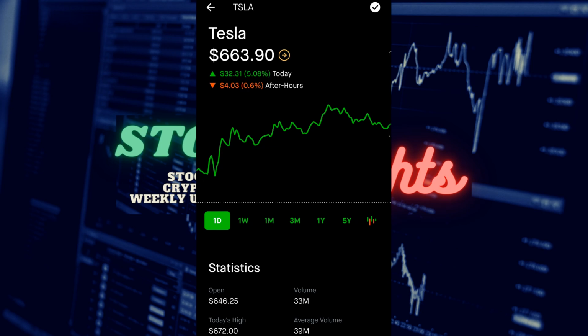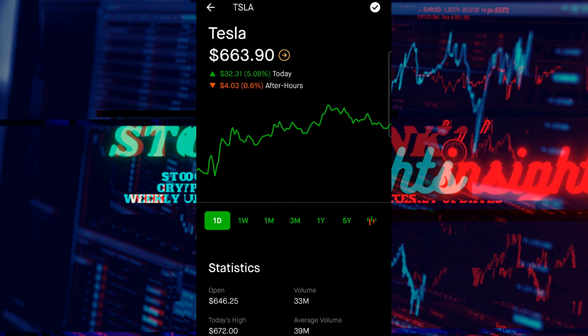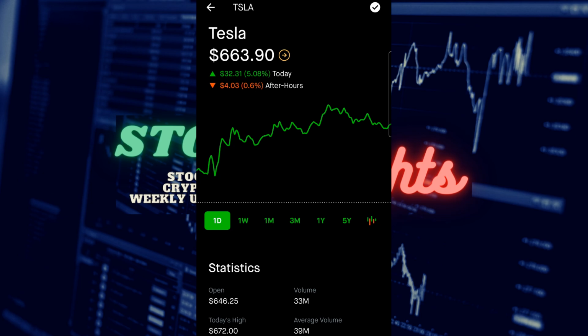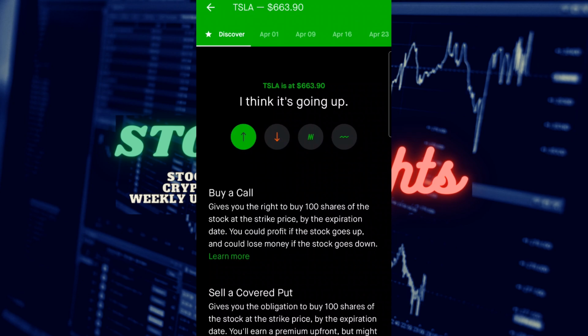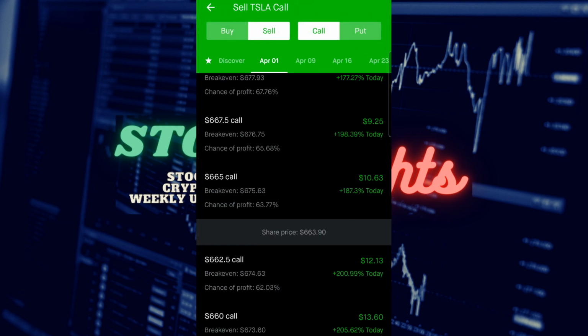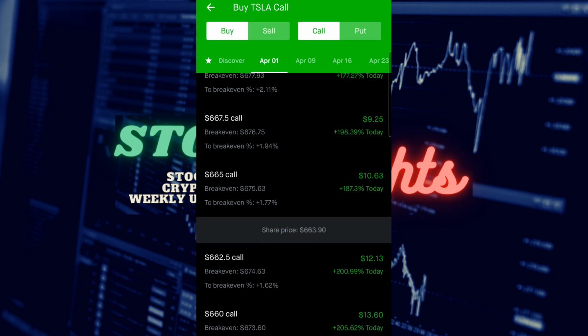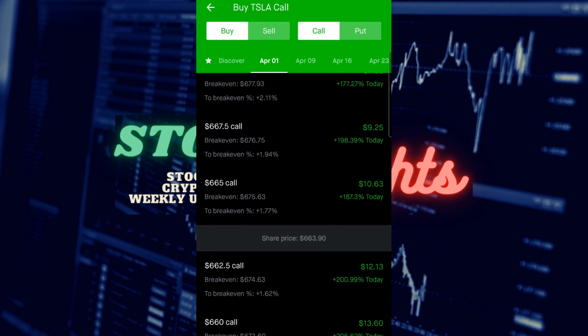All right, so we're here on the mobile version of Robinhood, looking at Tesla. Close today is $663.90. So we're going to go into the options here. Okay, we're going to click on April 1st. So we see $663.90. That's the break-even price. Okay, and we're just going to go over the buy side. We're not going to go through everything like we did on the desktop version because it looks the same.